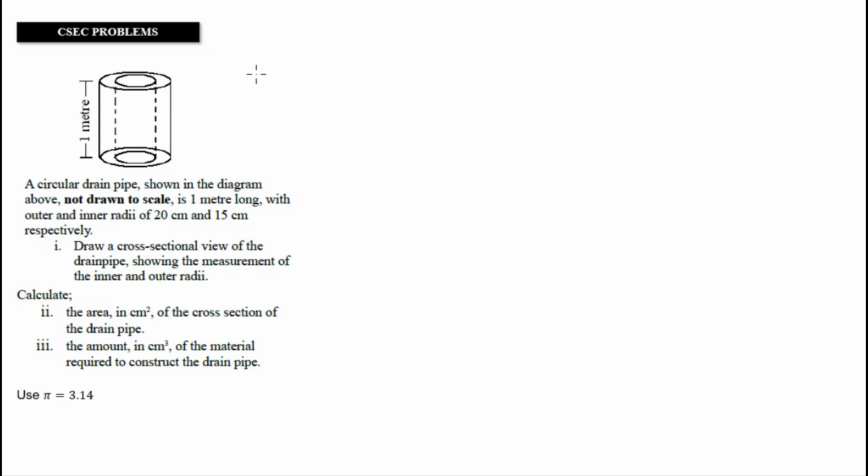In this CSEC problem, we have a circular drain pipe that's 1 meter long and has outer and inner radii of 20 centimeters and 15 centimeters respectively. We'll want to draw a cross-sectional view of the drain pipe and calculate the area of that cross-section and the amount of material needed to make the drain pipe. So let's start by looking at the first part, drawing that cross-sectional view.